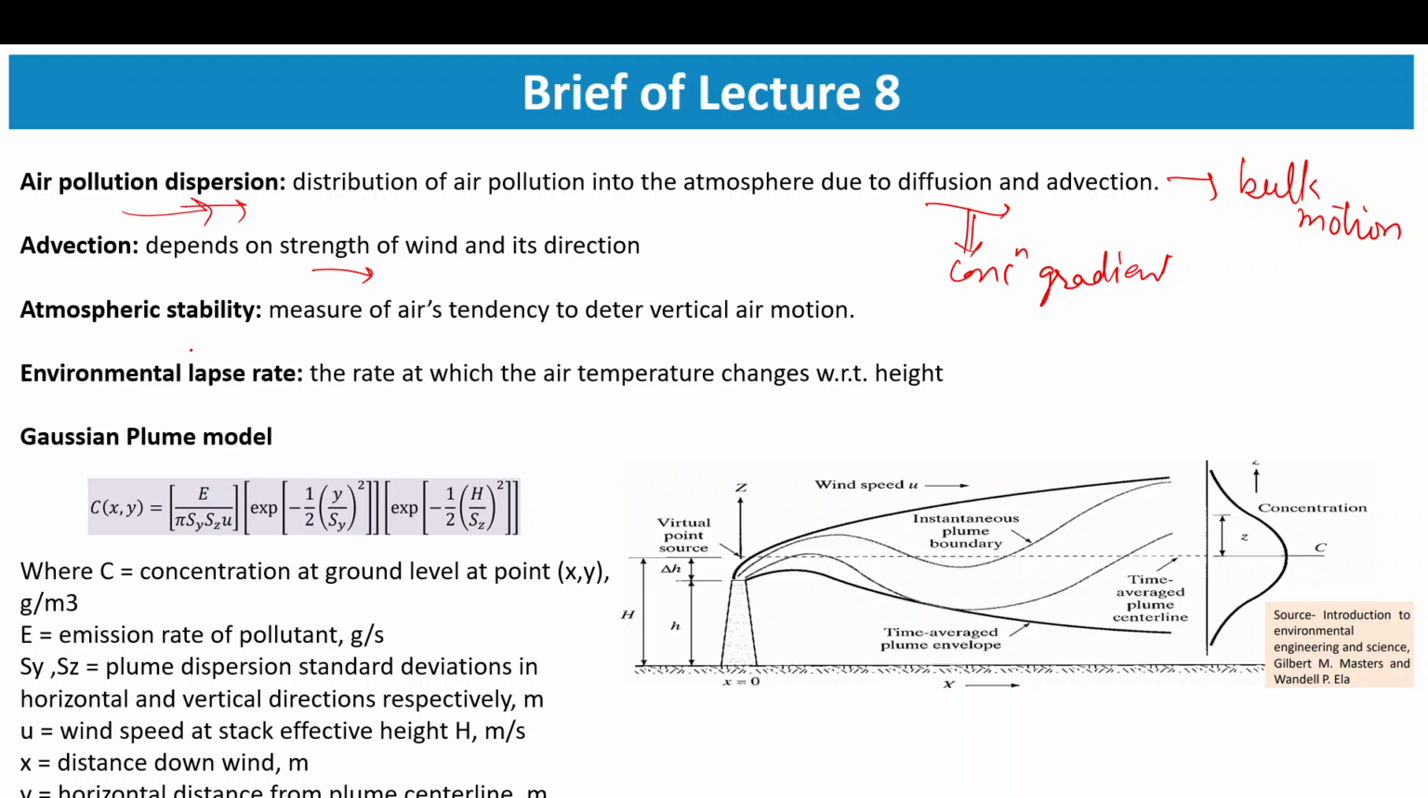Now coming to another terminology, which is atmospheric stability. It is the measure of air's tendency to resist vertical air motion. So in Earth's atmosphere, if this is the surface and you move in the vertical direction, the usual trend is that the temperature reduces.